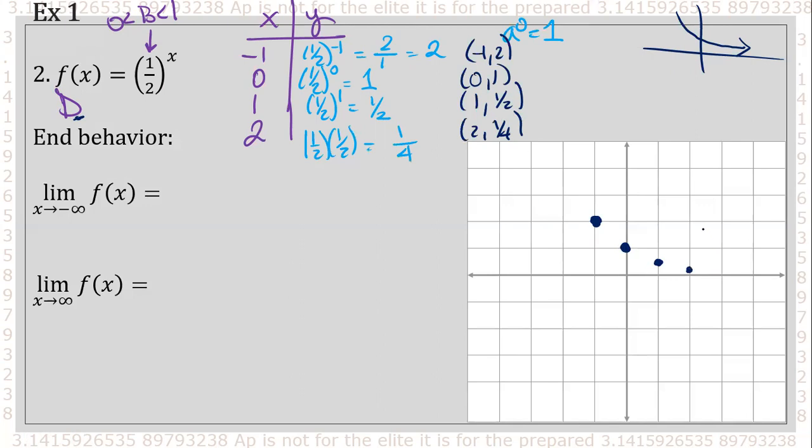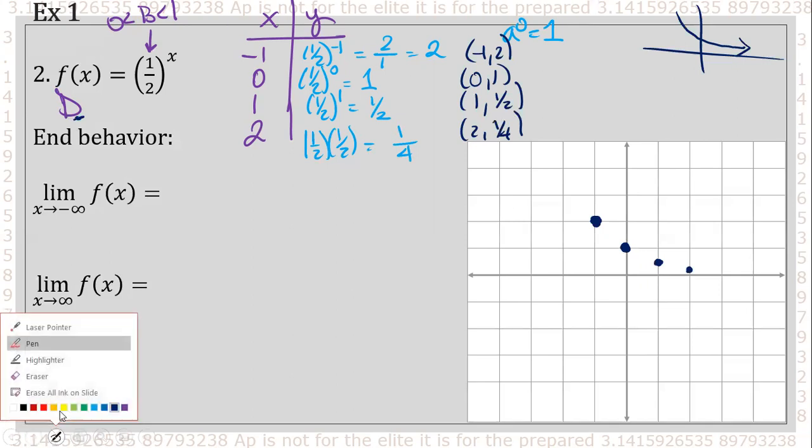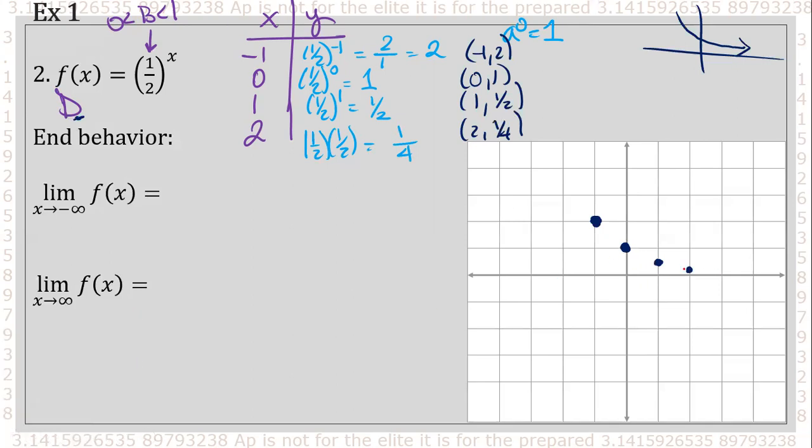So this right here is starting to give its shape like so. So I know it's gonna go really close to the x-axis. And as I'm going to the left, as x goes to negative infinity, it's going to go up. So I got something like so. Sorry guys, it looks very, very messy.